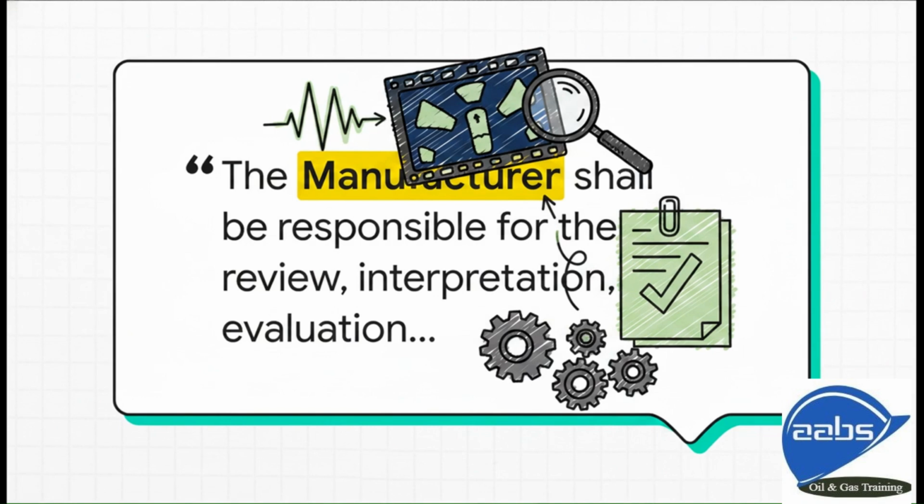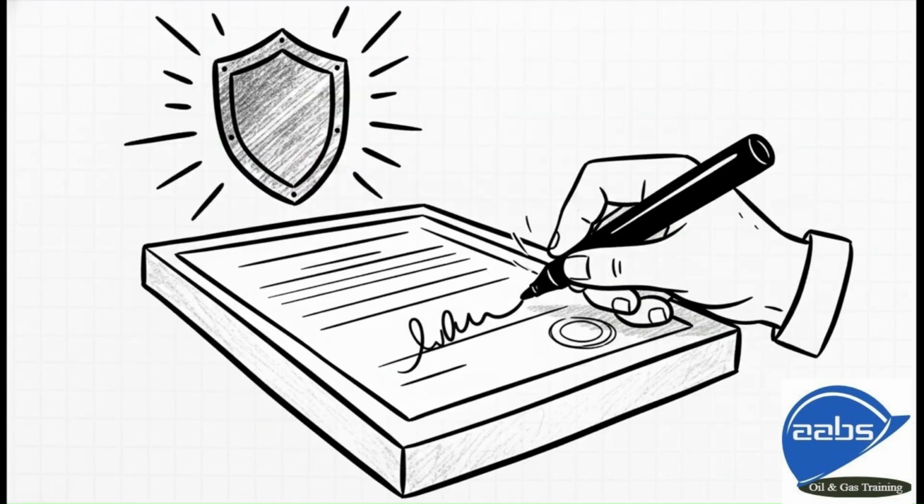So why is all that paperwork so unbelievably critical? Well, because of this exact mandate right here from the code. Ultimately, the manufacturer bears the final responsibility for the acceptance of these completed radiographs. They are taking on the liability to ensure that the review, the interpretation, and the evaluation fully comply with the strict parameters we've been unpacking today. The paperwork is what proves that compliance. At the end of the day, quality in equals quality out.